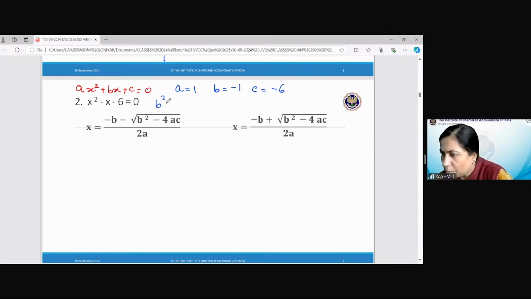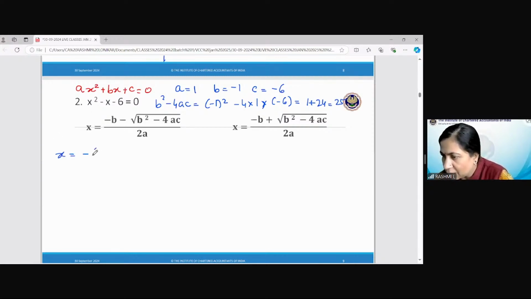So b square minus 4ac is how much? B square is -1 square, minus 4 into a into c, which is -6. How much is this? 1 minus, this is -24. 4 into -6 is -24, but there is one more minus sign over here. So it becomes plus 24. So b square minus 4ac is how much? 25.